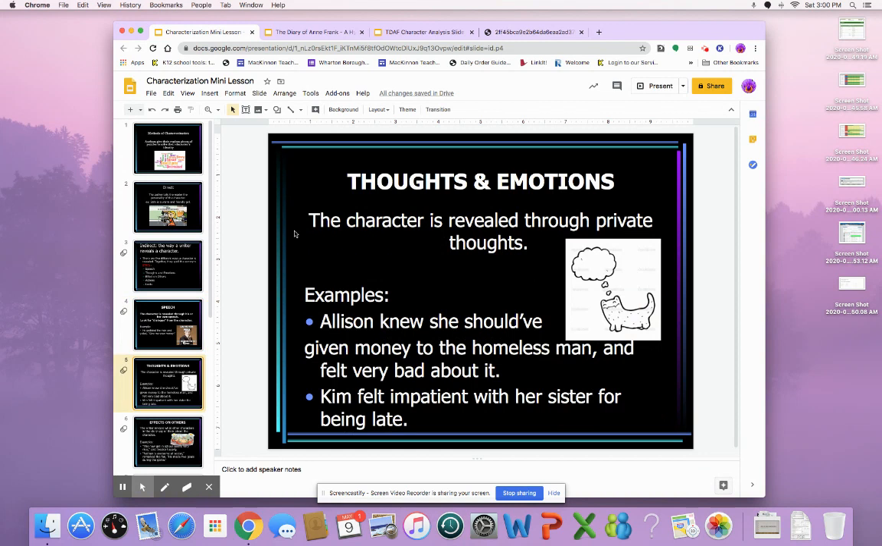Also, they reveal themselves through their thoughts. Their private thoughts. For example, Allison knew she should have given money to the homeless man and felt very bad about it. So there, that person, Allison, may be feeling guilty, or maybe they are a generous person or a nervous person because they didn't give the money at the time.